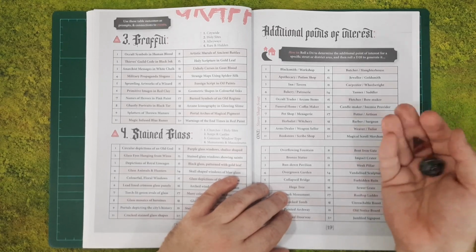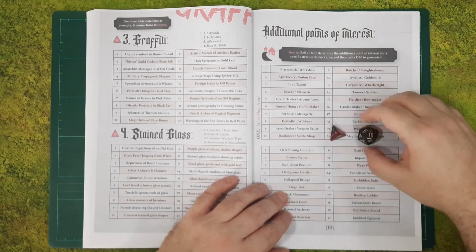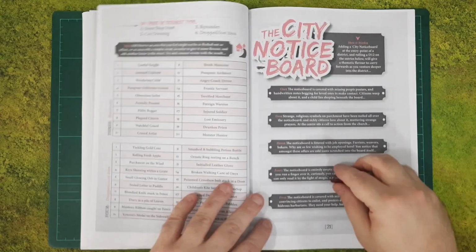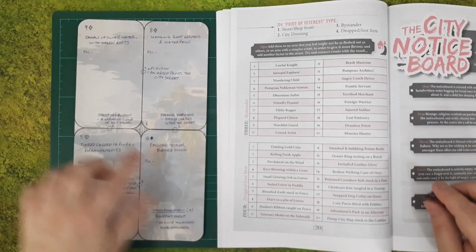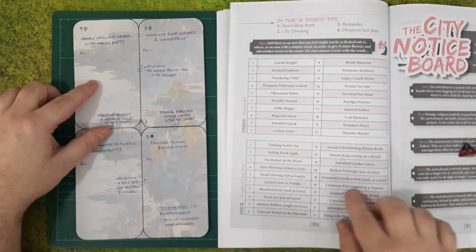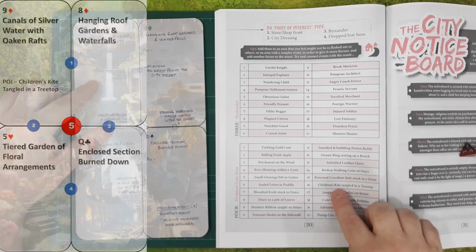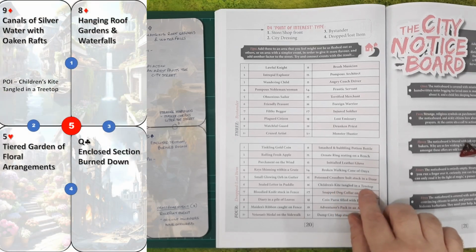So for our first area, we get a 4, and a 16. Okay, so the first area here, we get a 4 and a 16, so it is a dropped or lost item. A 16 is a children's kite tangled in a treetop.